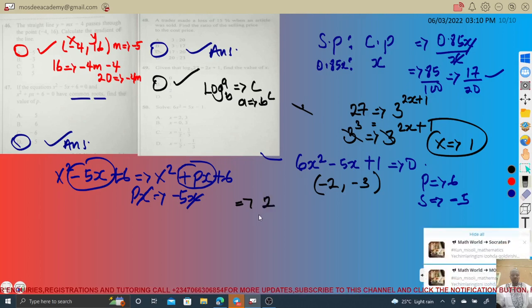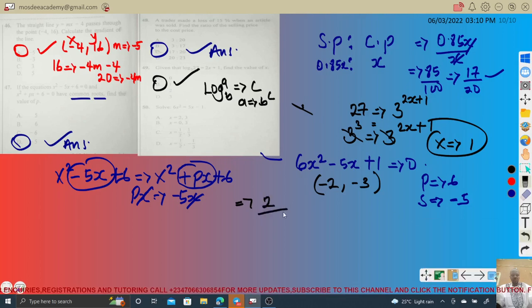It will be 2 over, what is A? A here is 6. Then reverse this one also, 3 over, direct shortcut. What is A? 6. We need the answer. 1 over 3 and 1 over 2.